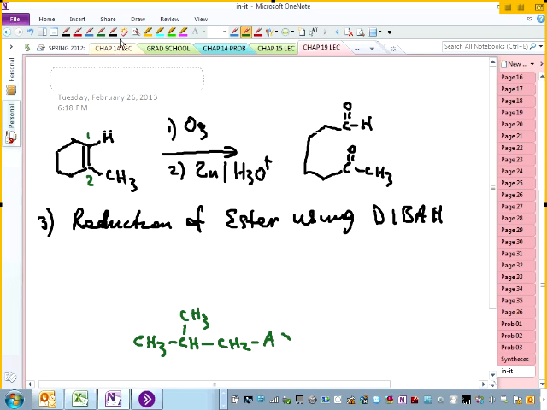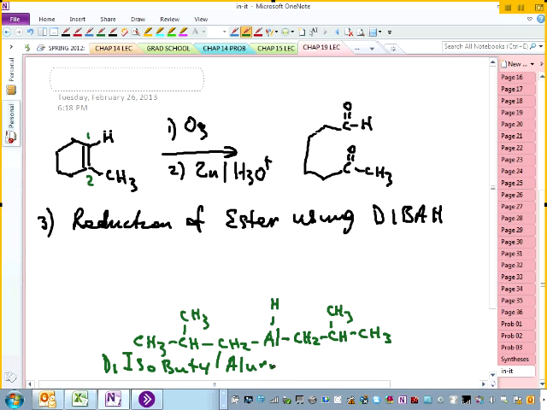You have two isobutyl groups attached to aluminum, and also you have hydrogen attached to this aluminum here. So we call this diisobutyl aluminum hydride. And that is where your DIBAL comes from.